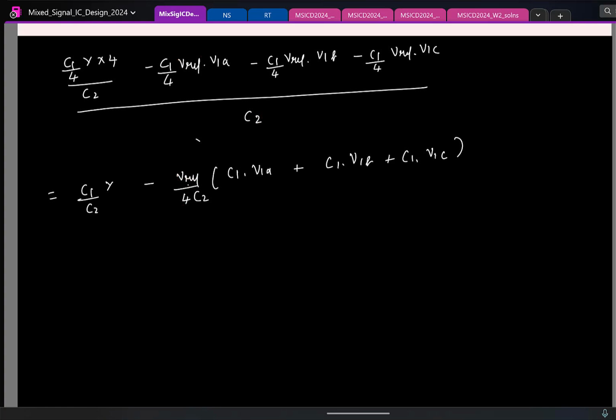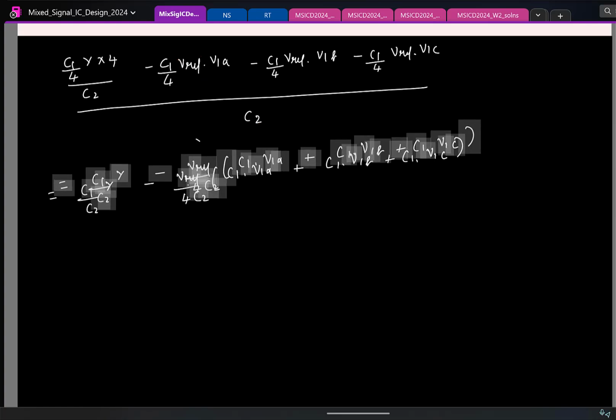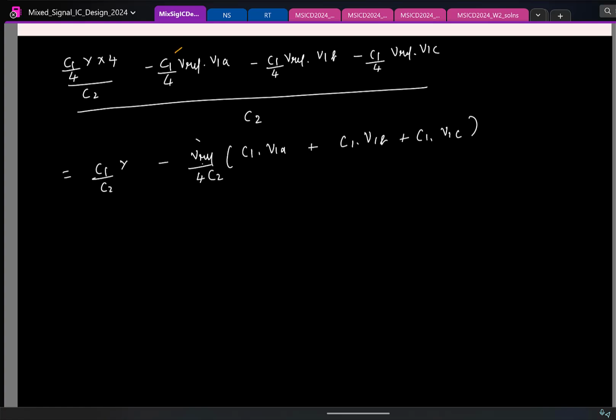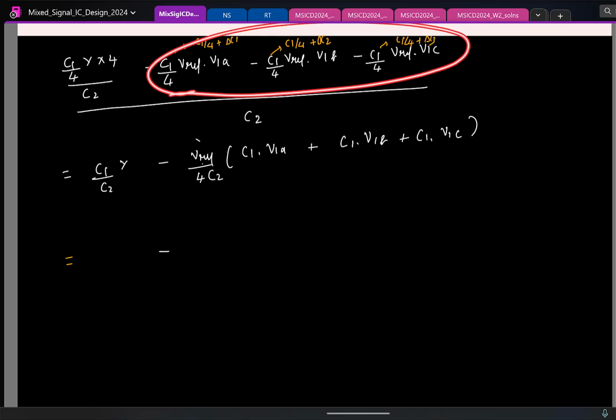Now this is what will happen if the capacitors are matched. Now if the capacitors are mismatched, that is, this capacitor is some C1 by 4 plus delta C1, this is some C1 by 4 plus delta C2, this is C1 by 4 plus delta C3. So what will happen to this voltage? If I rewrite this, what will happen? Let's say with respect to the input, there are no issues, only for the DAC you tell me. If I take out Vref by, let us say, 4C2, what all will I have here?